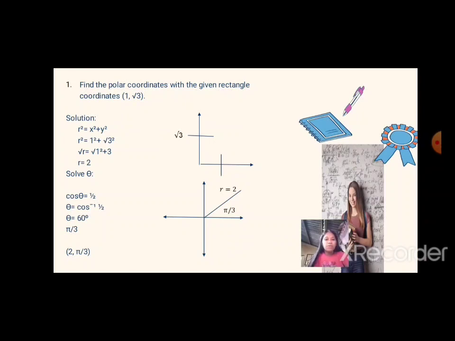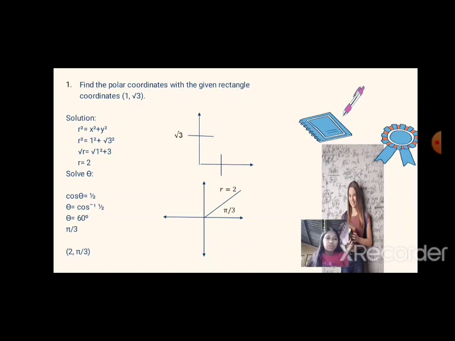First, draw the figure with the given rectangular coordinates. Then we need to take the square root, so we have r is equal to square root of 1 squared plus 3. Squaring both sides, the answer is r is equal to 2, so our radius is 2. Next we need to solve for theta.